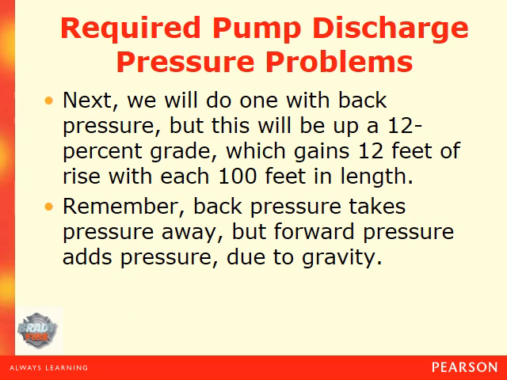Next, we will do one with back pressure, but this will be up a 12% grade, which means a gain of 12 feet of rise with every 100 feet. So if it's 200 feet worth of hose, then we know that we're going to have a height difference of 24 feet at the top, and so forth. Remember, back pressure takes pressure away, but forward pressure adds pressure because we get that due to gravity. And that's reminding us that going downhill, you're going to pick up pressure.